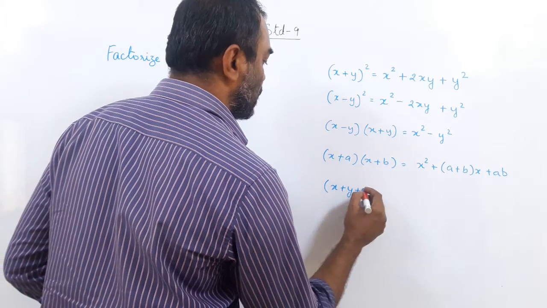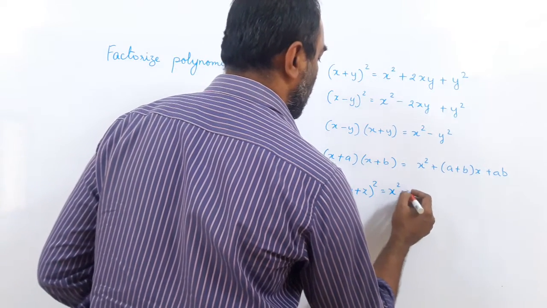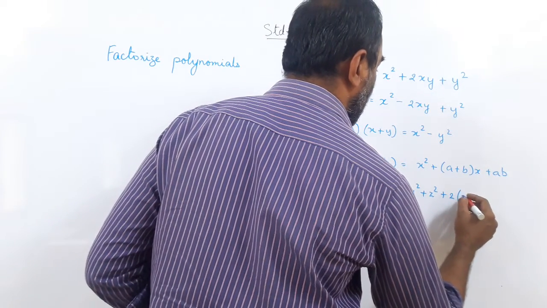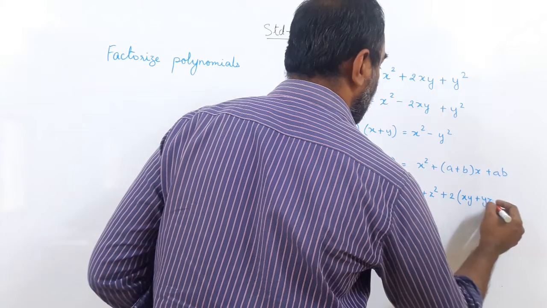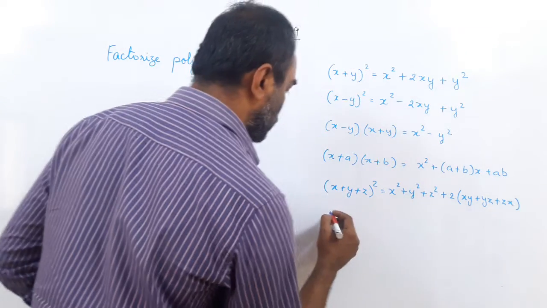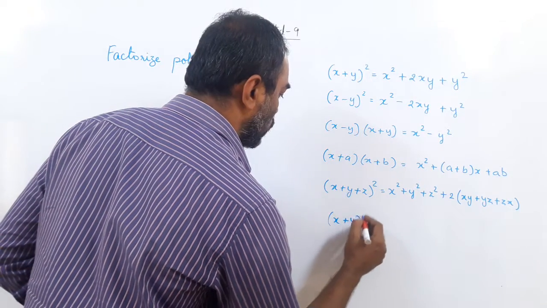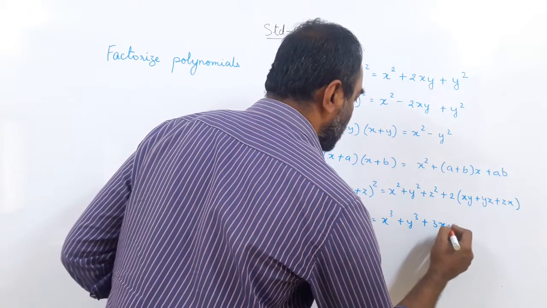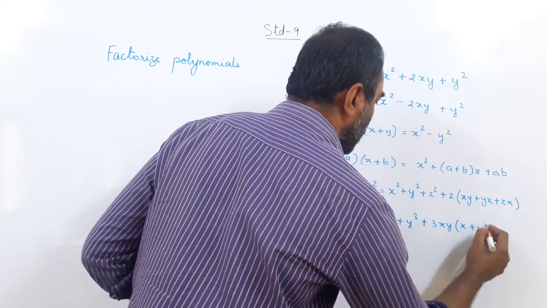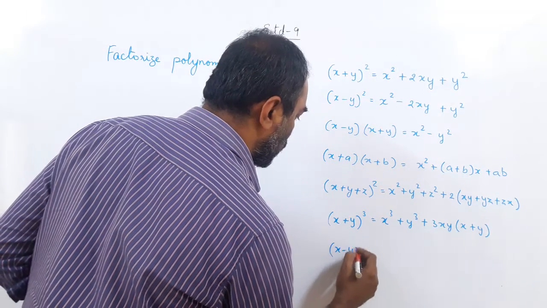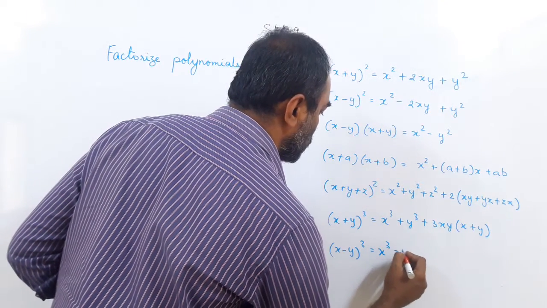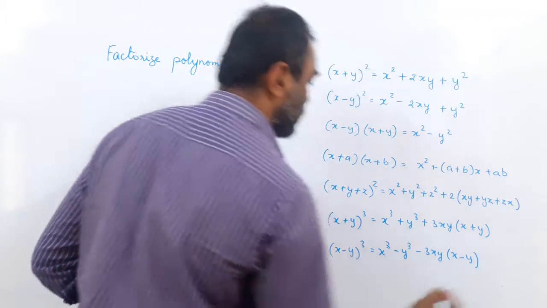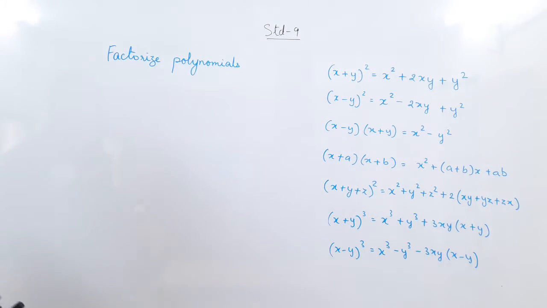x plus y plus z the whole square is x square plus y square plus z square plus 2 common xy plus yz plus zx. Then we have x plus y the whole cube is x cube plus y cube plus 3xy(x plus y), and x minus y the whole cube is x cube minus y cube minus 3xy(x minus y). So these are the formulas we have done so far.